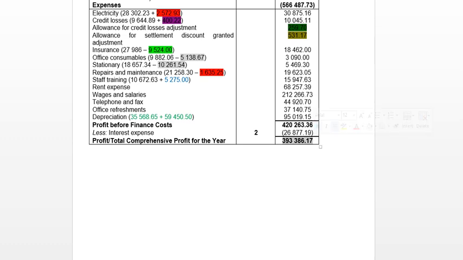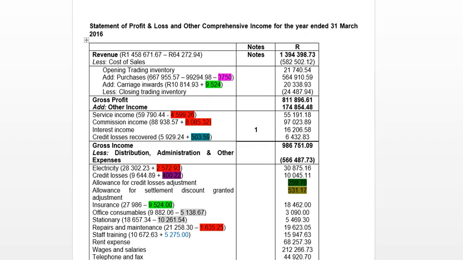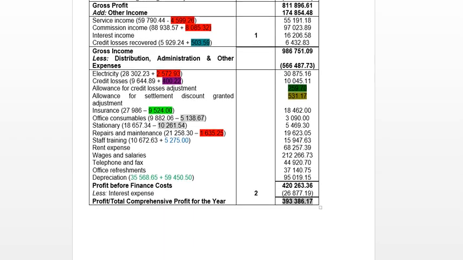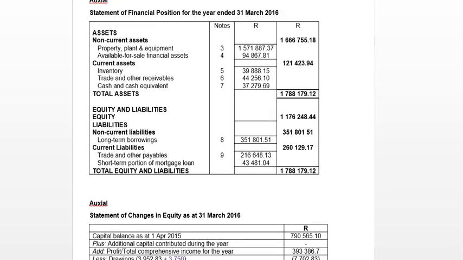Okay, and if you subtract that from our profit before finance costs, we get a total profit or total comprehensive profit for the year of 393,386 and 17 cents. So that's your statement of profit and loss and other comprehensive income. Next statement is our statement of financial position for the year ending 31 March 2006. So that's divided into your assets, your equity, and liabilities.